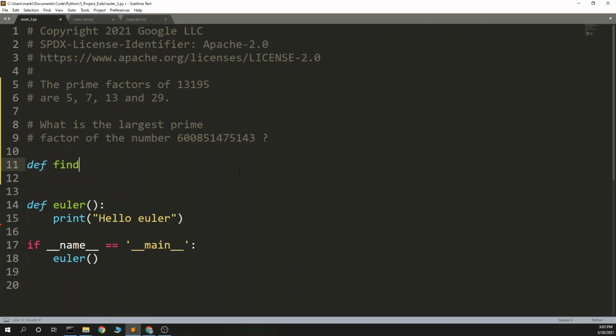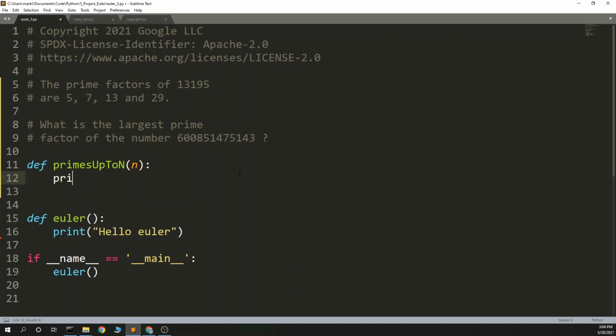So, def find primes. Is this Python? I can't remember. I'll do snake case. Primes up to n. So this is going to be a prime sieve. So primes equals 2. Start with a list that has 2.